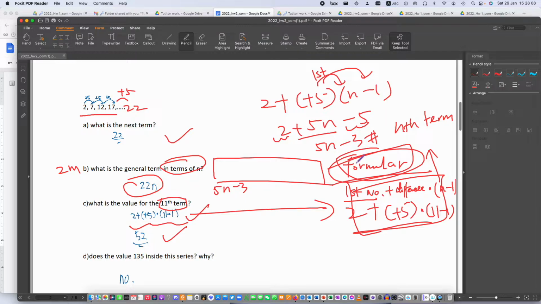Whatever you have learned in P5, P6, you are going to need it in secondary school. So you better go back and remember all your formulas. Okay? This is one example.